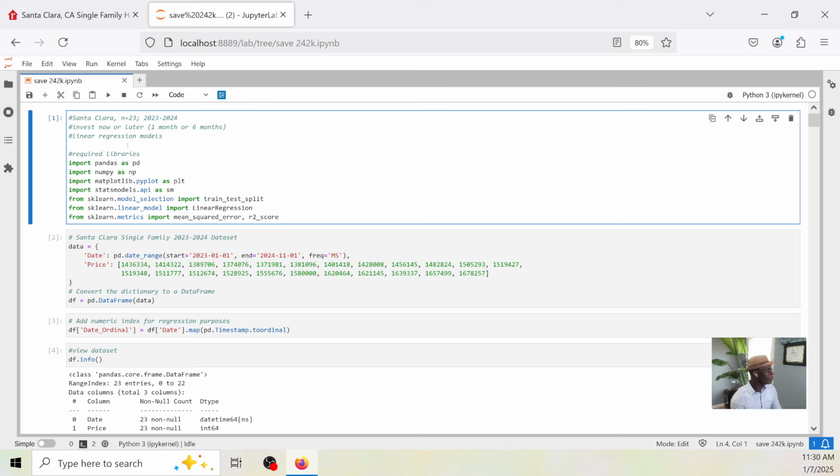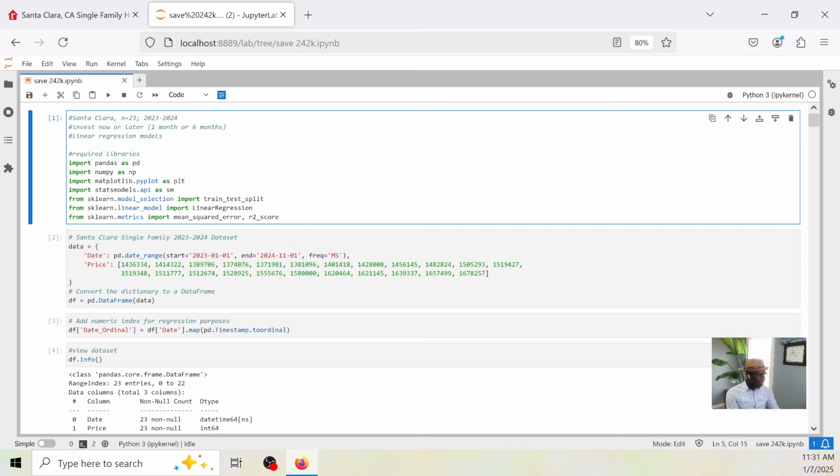So I kind of gave it away. As you can see up here, ultimately we end up with cost savings of $242,000, and we'll get to that. First thing is just addressing the problem statement, what I'm hoping to accomplish. So I'm looking at Santa Clara specifically. Do I want to invest now or later? So for instance, 1 month or 6 months, and I'll be creating and building the linear regression models.